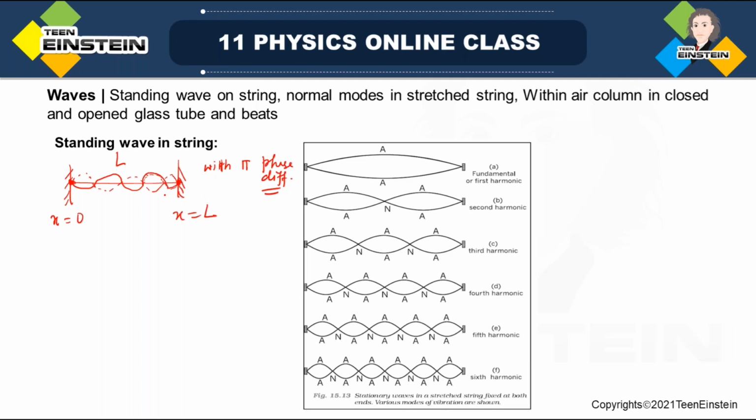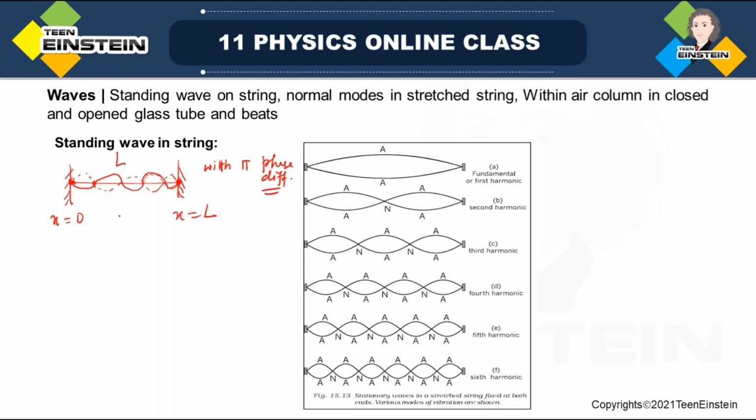Therefore, there will be a standing wave created, and a standing wave consists of nodes and antinodes in this length. At some element of the string there will be no displacement, and at some places there will be maximum displacement. These are called nodes and antinodes. So we know the condition for antinodes.